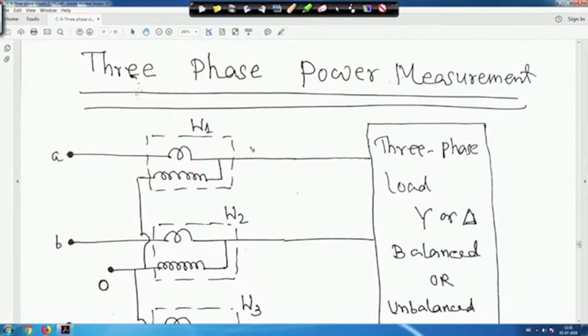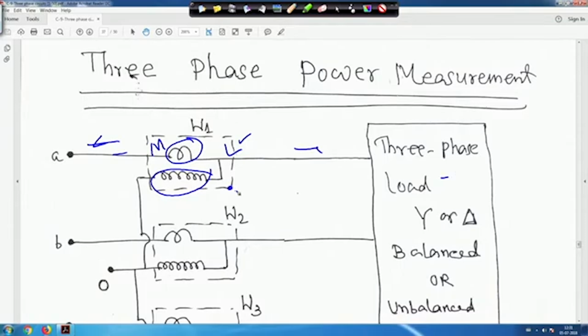In this case, I have shown 3 wattmeters. Generally, a wattmeter has a current coil, and this is sometimes called the pressure coil or voltage coil. The load may be balanced or unbalanced. In your laboratory, when you do this in the first year, you will see that this side is marked as M and this side is marked as L. M is the main side, that is the supply side, and L is the load side.